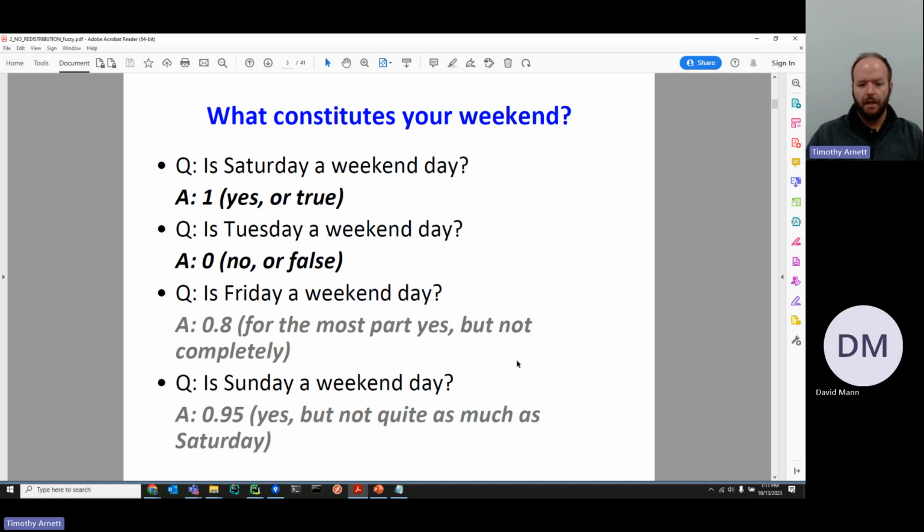How about Sunday? Similar to Friday, Sunday is mostly a weekend day because you have a lot of the same characteristics, except in the evening, you're going to have to do preparation for the work week and go to bed earlier and things like that. You don't have as much freedom. So Sunday being a weekend day, we're saying is somewhere around 0.95, where yes, it is, but not quite as much as Saturday. Saturday is just complete full membership in weekendness.